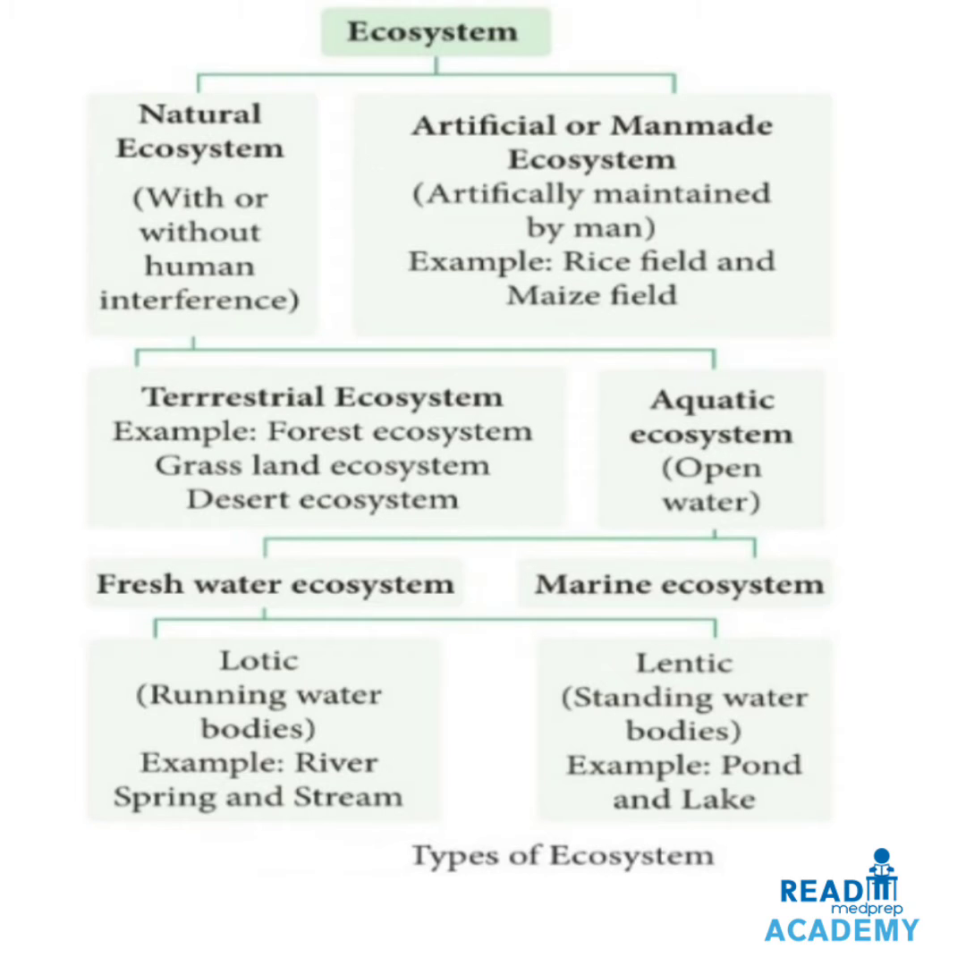The natural ecosystem is further classified into terrestrial ecosystem, for example the forest ecosystem, grassland ecosystem and desert ecosystem, and the aquatic ecosystem, which is the open water bodies. The aquatic ecosystem is further classified into freshwater ecosystem and marine ecosystem. The freshwater ecosystem includes the lotic ecosystem, which is the running water bodies, for example the river, the springs and the streams, and the lentic ecosystem, which is the standing water bodies like the ponds and the lakes.